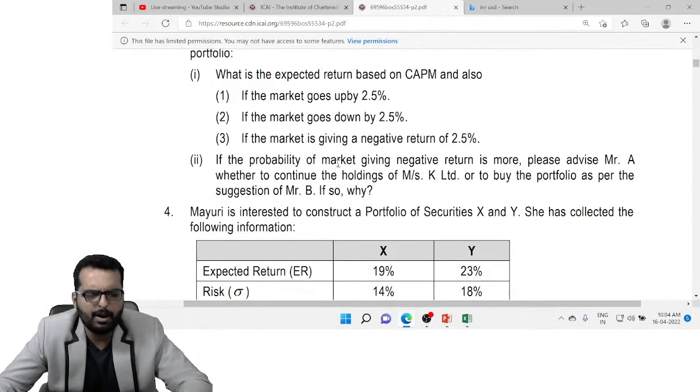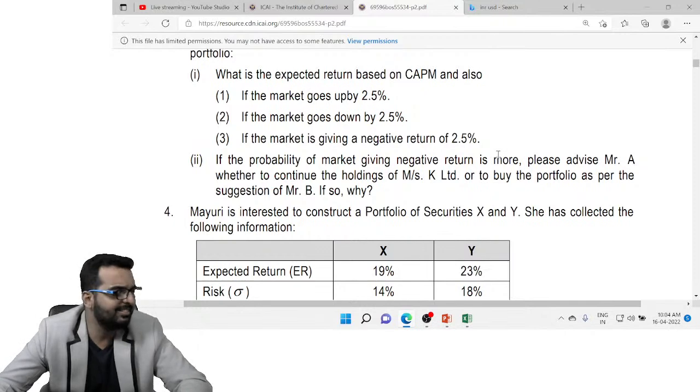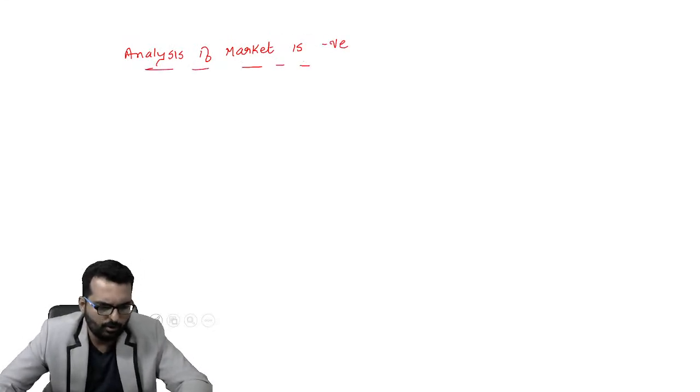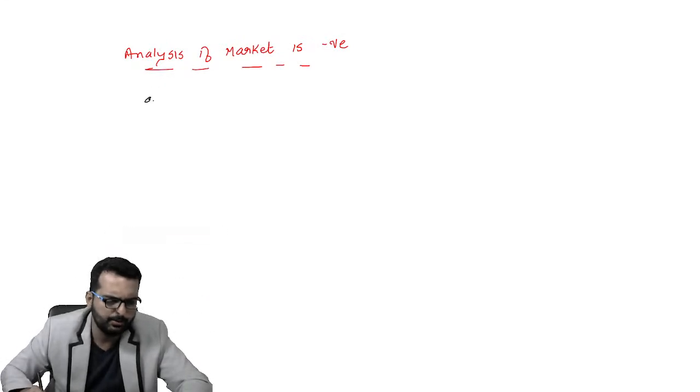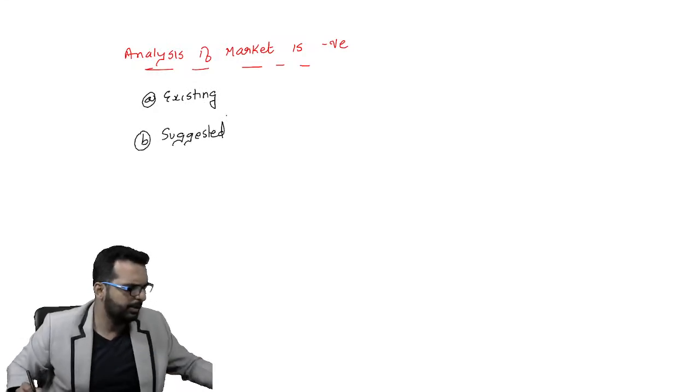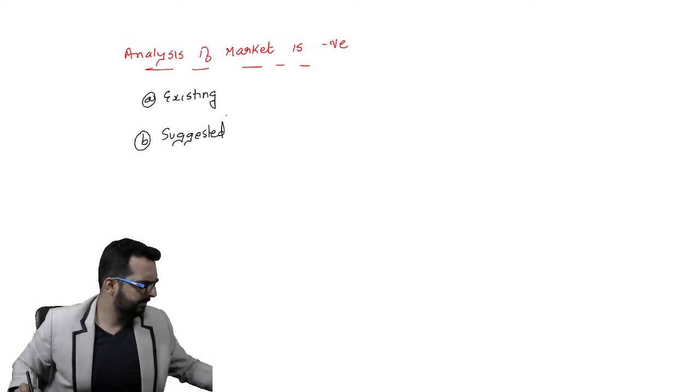If the probability of market giving a negative return is more, please advise Mr. A whether to continue with the existing holding or go by the suggested one. Now tell me, I'll just write down over here, analysis if market is negative. Now tell me, what is the return you got under the existing scenario? You have some return under existing and you have some return in the suggested. You have to help me out here. Let me check it.